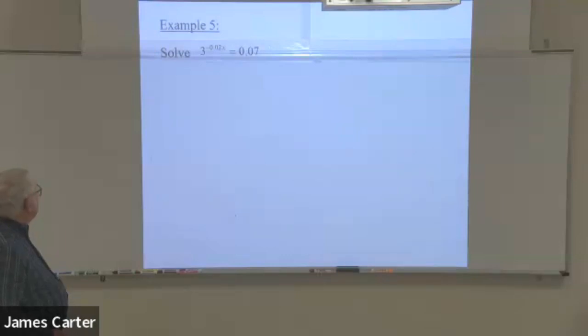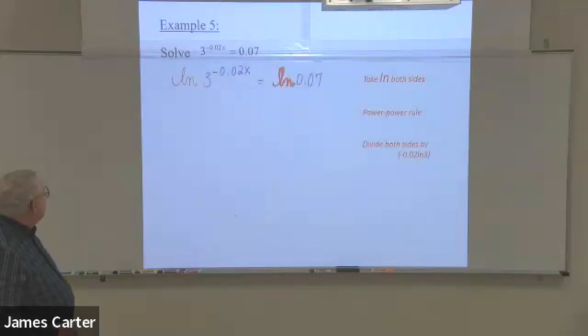Okay, here we got an exponential. What do we do? Put a log on both sides. Either a log or a natural log, it doesn't matter. Now, if we do that, then we're going to take this, bring it out front using the power rule.